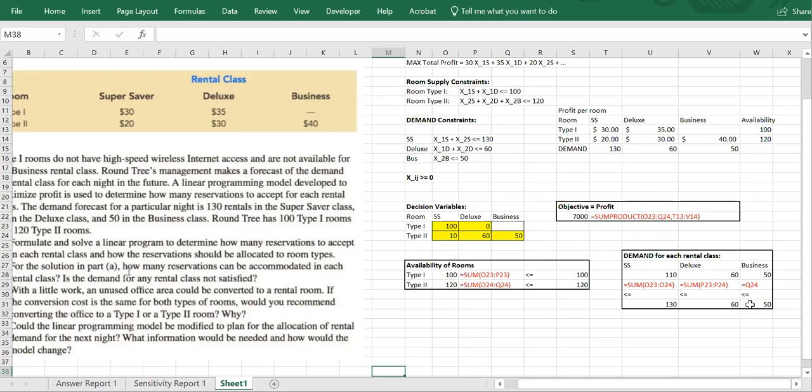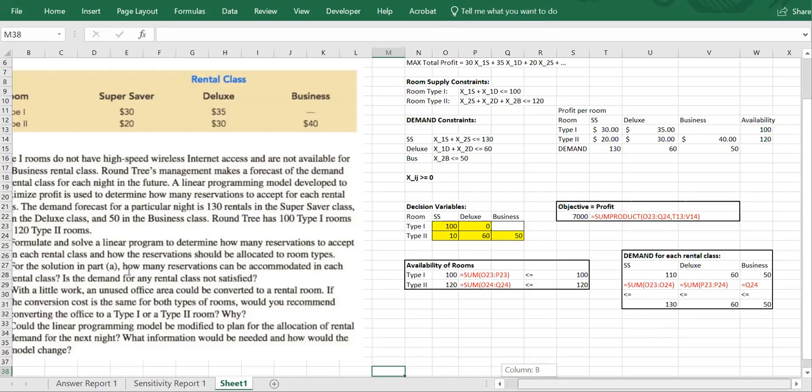And then we are satisfying the demand for business class and deluxe class. Those are believed to be the most profitable classes. And for the Super Saver class, we're not pushing up to the level of the maximum demand. We still have 20 slack to go with, right? All right. So that's the answer.